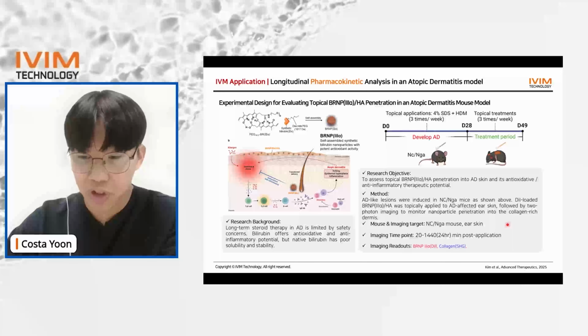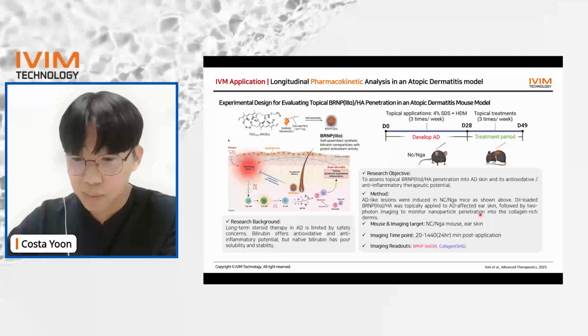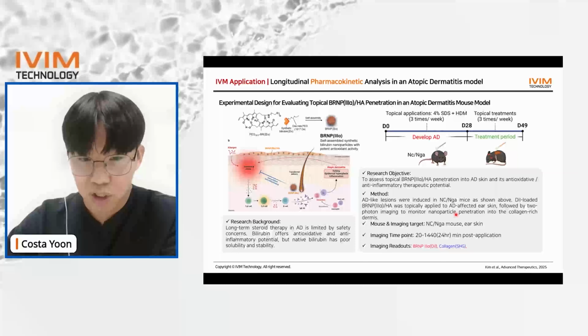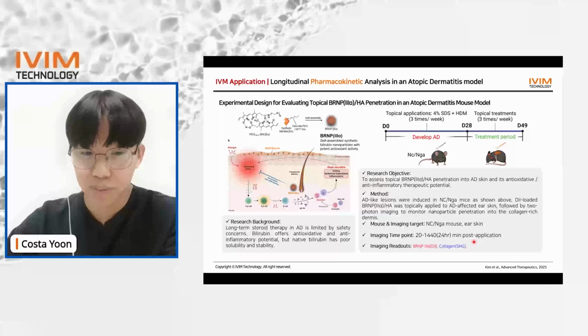The skin barrier was disrupted using sodium dodecyl sulfate, SDS, followed by repeated application of an ointment containing house dust mite extract. After topical drug application, penetration was monitored at multiple time points, and a fluorescently labeled drug formulation was used to visualize drug distribution, while SHG signal was used to identify collagen and the dermal layer.